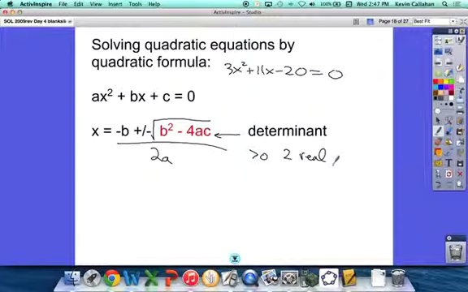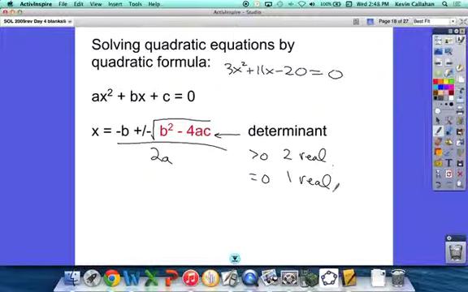Okay, what would you get if it was equal to 0? Then you'd have the square root of 0, which is 0. And what do you get when you add or subtract 0? The same thing, right? You get one answer, actually. So when the discriminant equals 0, 1 real answer.